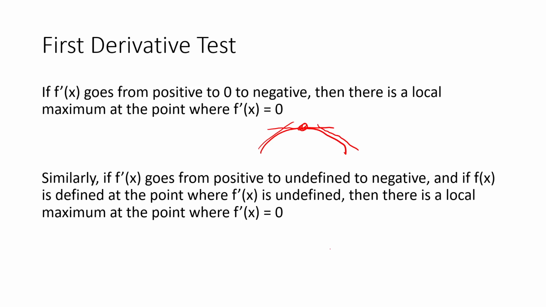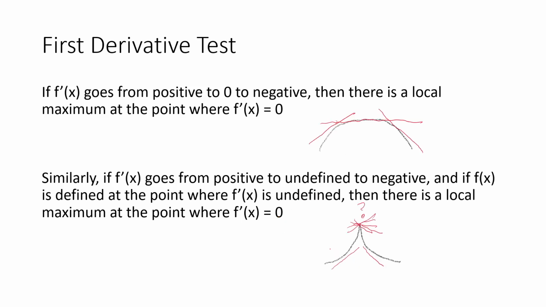And if f prime of x goes from positive to undefined to negative, and if f of x is defined at the point where f prime of x is undefined, then there's a local maximum at that point. This is our introduction to the idea of a cusp. You can have a function where the first derivative is positive. Then there's a point, and the point exists, but the first derivative is actually undefined there. We wouldn't know exactly where to draw that tangent line, would we? And then afterwards, the first derivative is negative. Well, there's a local maximum at that point as well. And perhaps those are better diagrams.